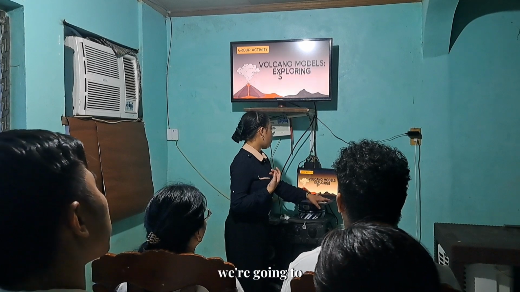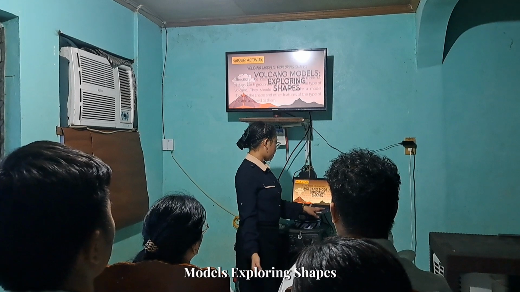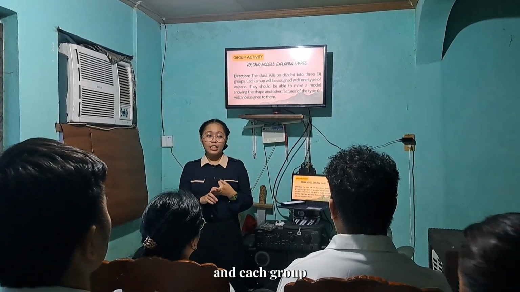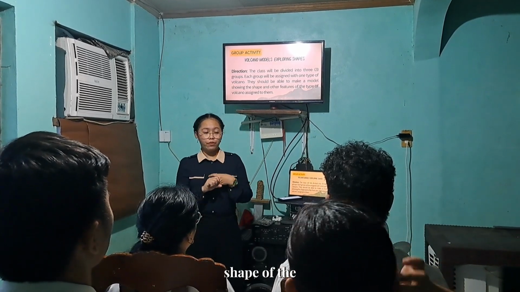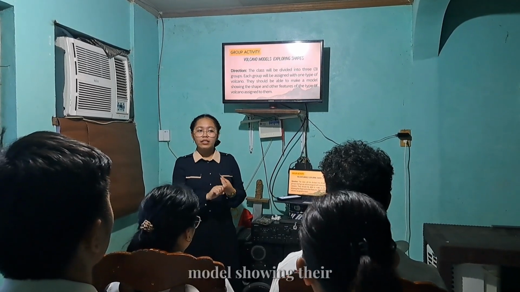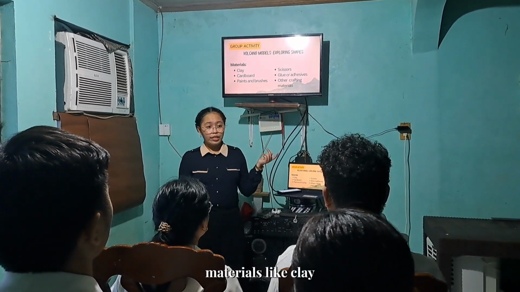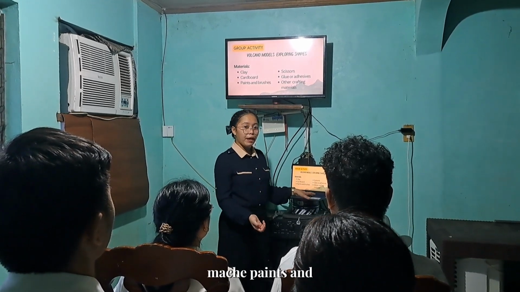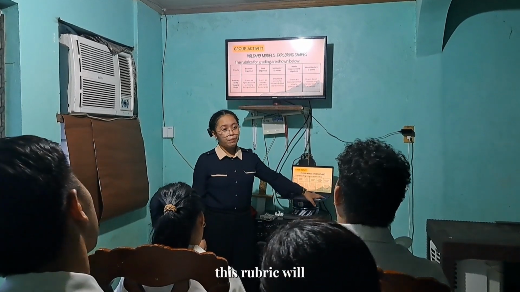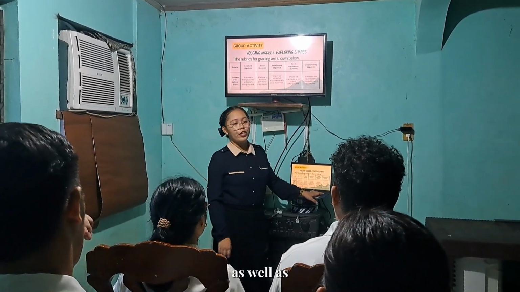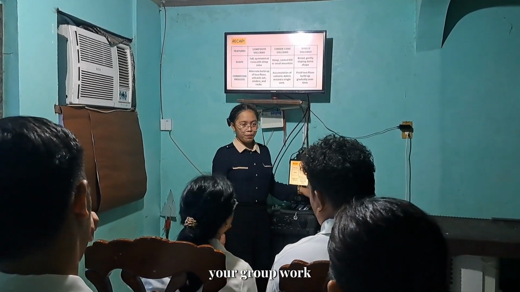So after that, we're going to have our group activity. It's entitled Volcano Models: Exploring Shapes. You will be divided into 3 groups, and each group will be assigned one specific type of volcano depending on the shape of the cone. And you are to make a model showing their distinct features. You may use the following materials like clay, papers for paper mache, paints and paint brushes. And for grading, this rubric will be used to score your presentation as well as your output. I will give you 10 minutes to finish your group work.